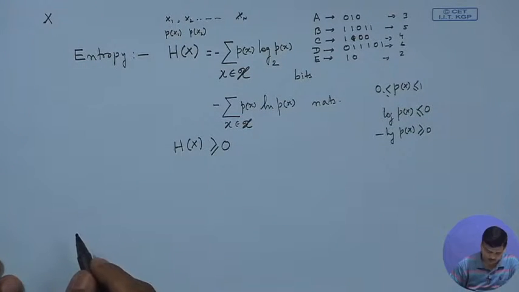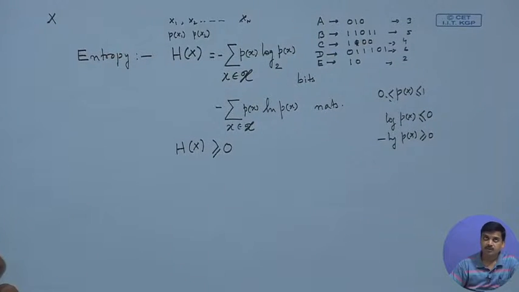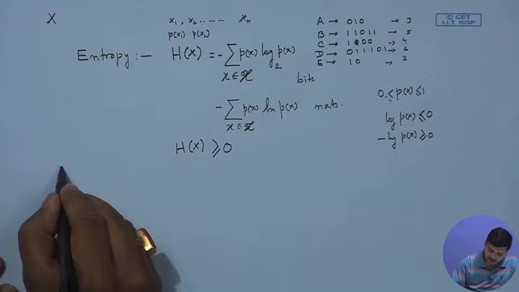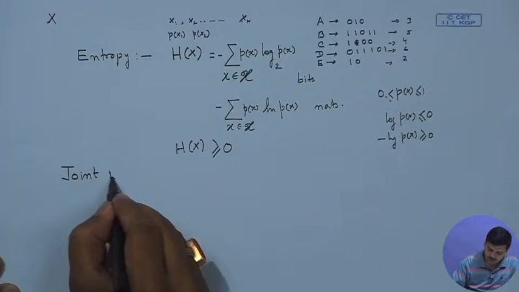With this we move forward and define a few more terms that would be necessary in due course of time, and one of the next most important would be the joint entropy.